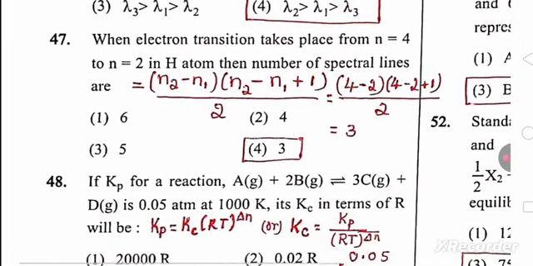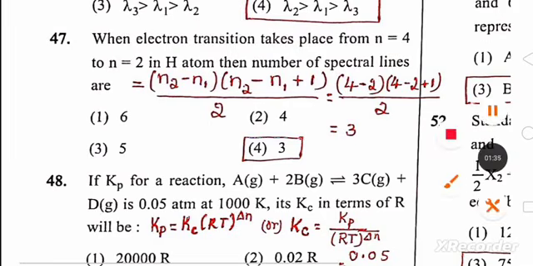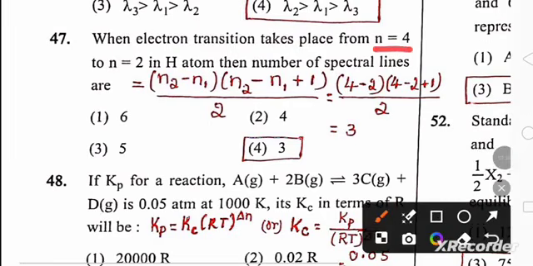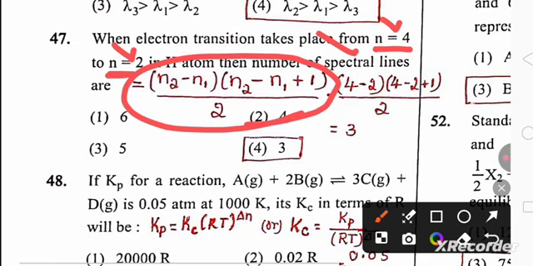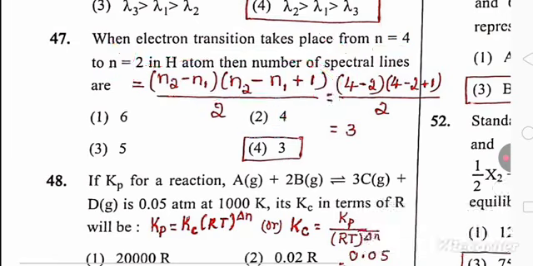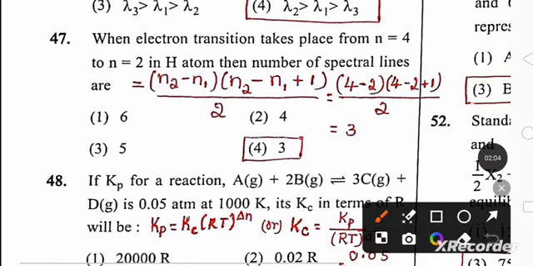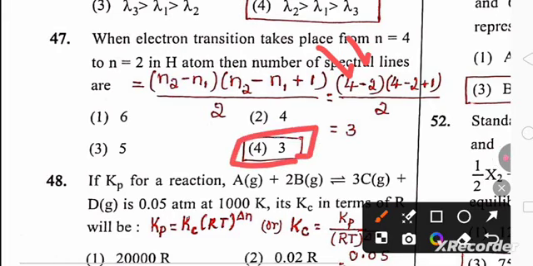Second question, when electron transition takes place from n is equal to 4 to n is equal to 2, which means n1 value is 2 and n2 value is 4, in hydrogen atom, then the number of spectral lines. To find out the spectral lines, we have a formula, that is (n2 minus n1) into (n2 minus n1 plus 1) divided by 2. When we substitute the values where n2 is equal to 4 and n1 is equal to 2, we will get the number of spectral lines equals to 3. The number of spectral lines are 3.